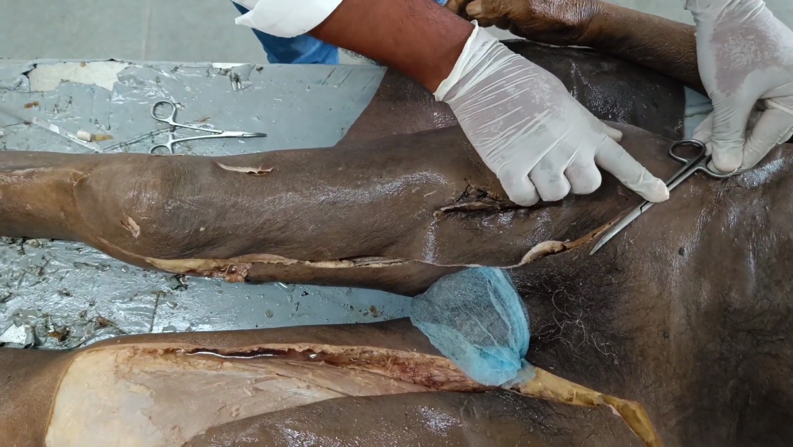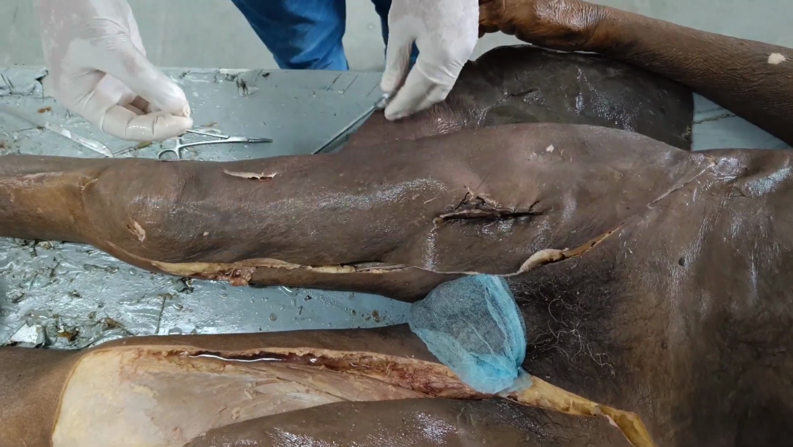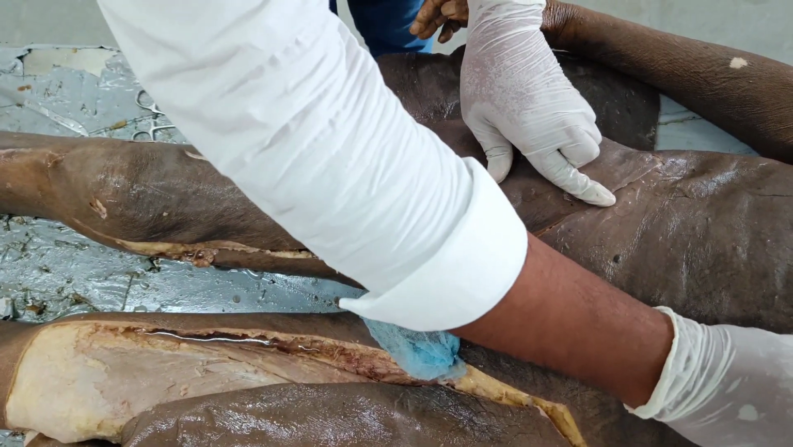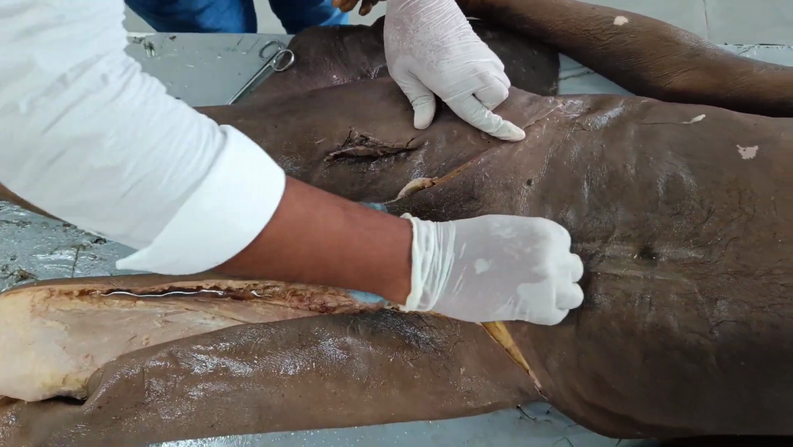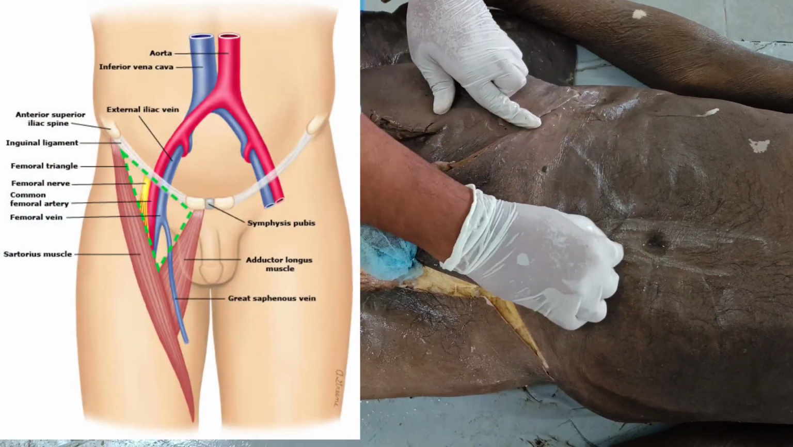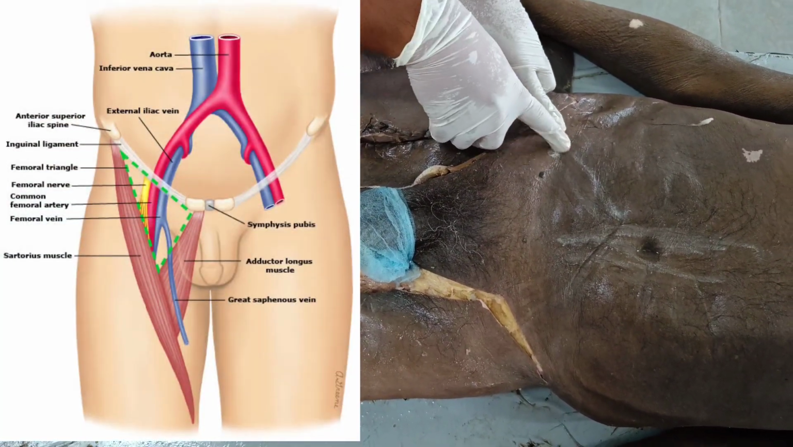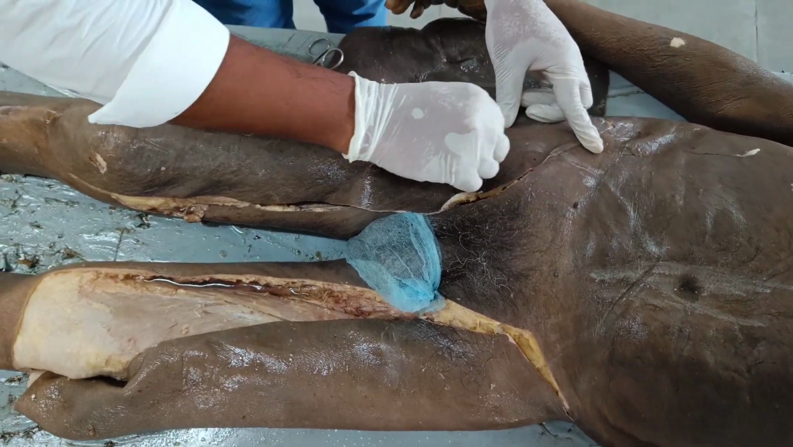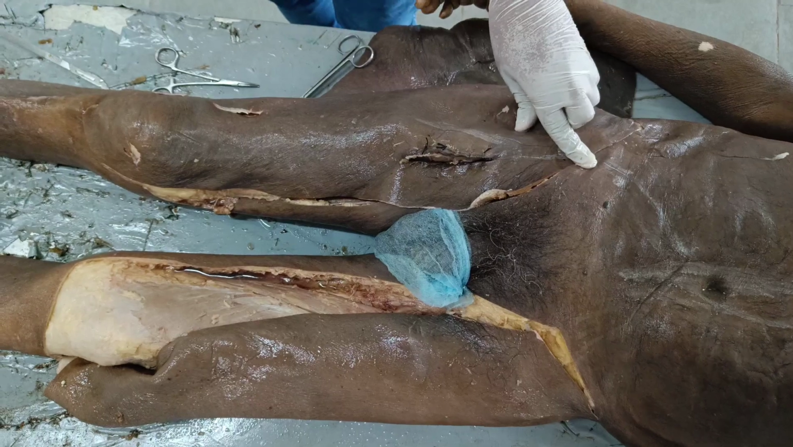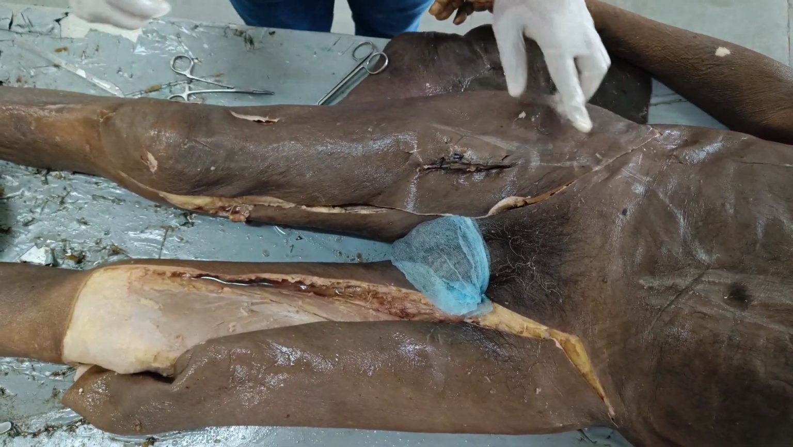Here will be the mid-inguinal point, from where the femoral artery passes. Suppose here will be the abdominal aorta. Here will be the external and internal iliac arteries. The femoral artery is the continuation of the external iliac artery. So from the mid-inguinal point, the femoral artery passes.